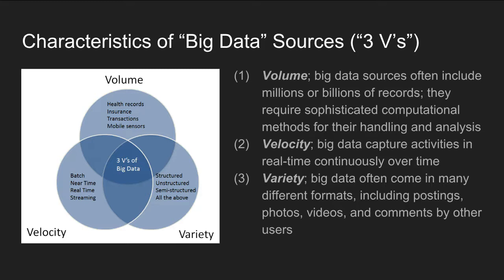Finally, another interesting feature of big data sources is their variety. Big data come in many different forms, including tweets and posts on Twitter and Facebook. People post photos on Instagram, videos on YouTube. People comment on these postings and tweets. All of these represent data sources that can be used in research. So the different formats of big data sources are a characteristic of their variety.